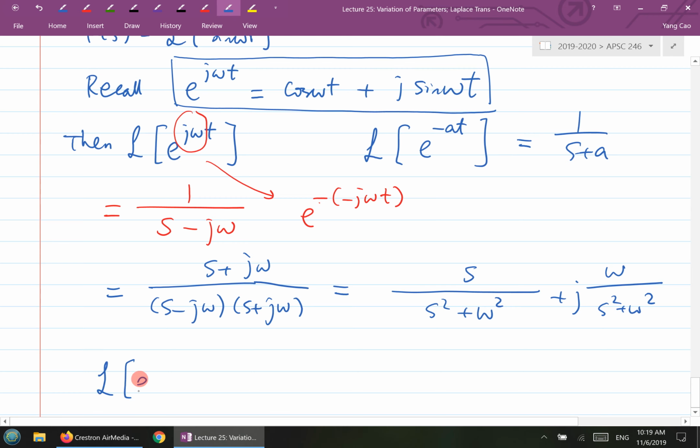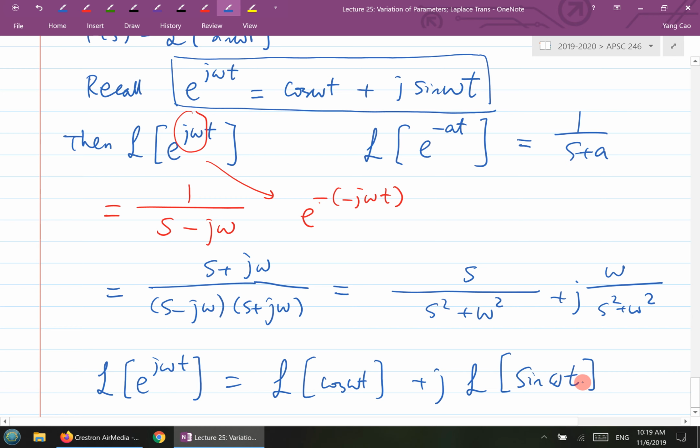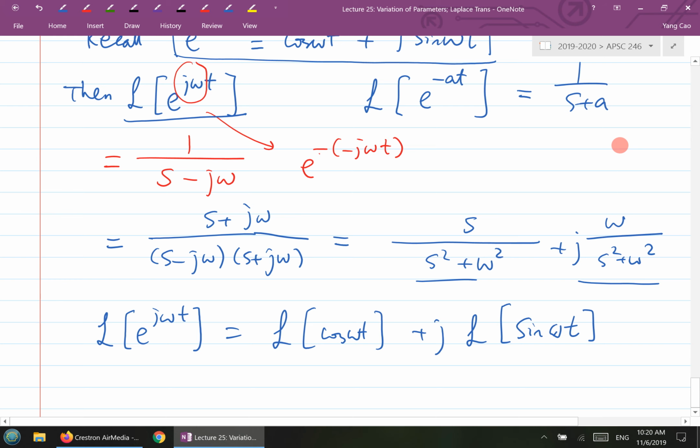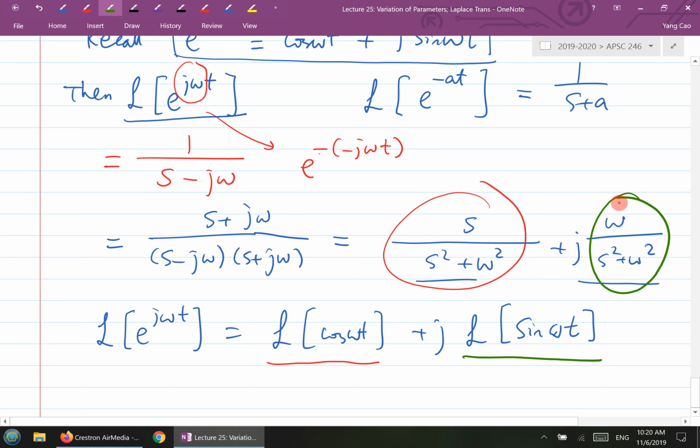If I take the Laplace transform of both sides of this equation using linearity, the Laplace transform of e to the power j omega t is equal to the Laplace transform of cosine omega t plus j times the Laplace transform of sine omega t. And we already obtained the Laplace transform of this exponential, which is this and that. So if you compare, the Laplace transform of a cosine is this, and the Laplace transform of a sine is this. So you get the results of the Laplace transform for cosine and sine. I'll show you a couple more, and then we'll look at applications of the Laplace transform.